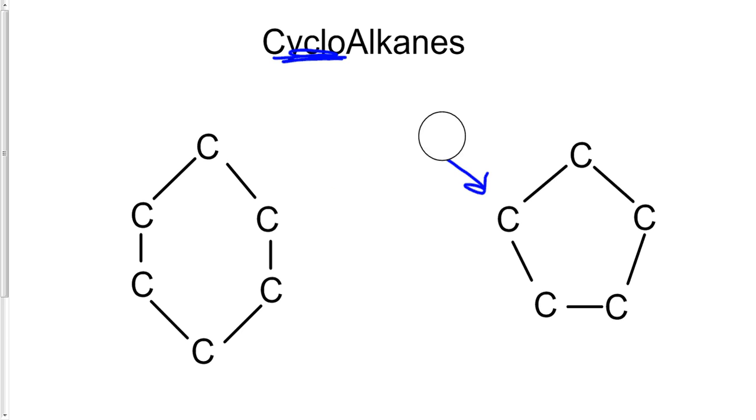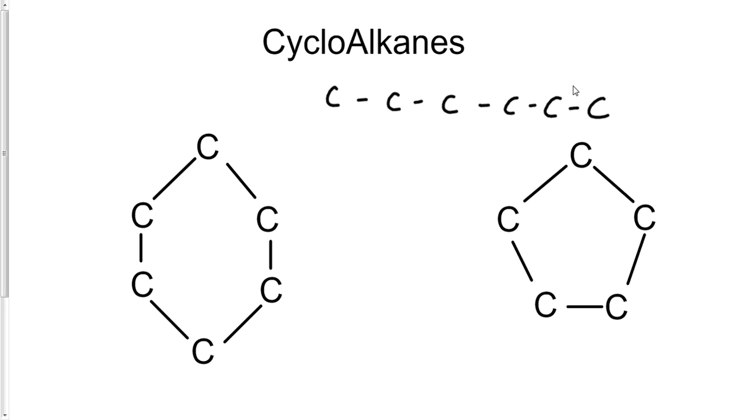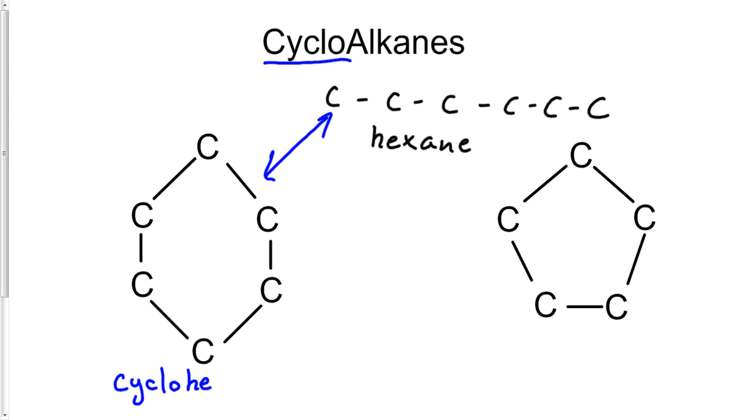So say, for example, how would you name this? 1, 2, 3, 4, 5, 6. 6 C's, all single bonds. You would call it hexane. Well, here's the thing. These two structures are both very similar in that regard. The only thing you'll do different is this. Add the word cyclo in front of it. So this would be cyclohexane. And that is all we have to do to get the name for this. So very easy to do this.